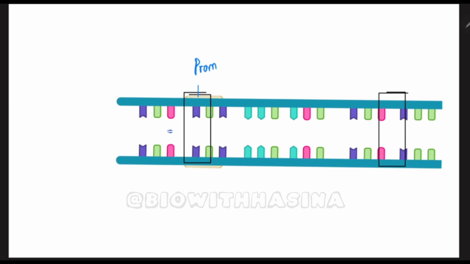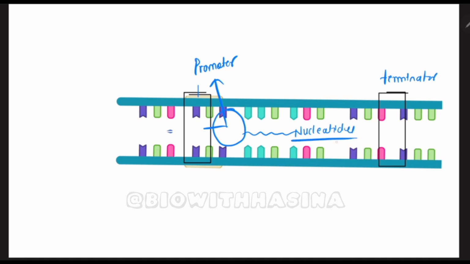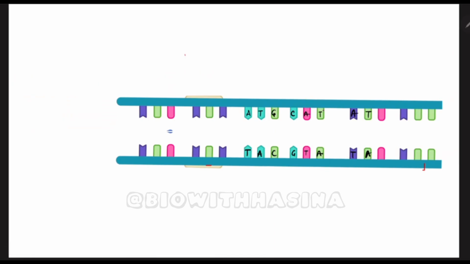So this is your promoter. This was your terminator. So what happens now? The RNA polymerase enzyme binds with the promoter over here, and it is going to run ahead, and by running ahead it is going to add the nucleotides. Okay, and these nucleotides are going to make your RNA.